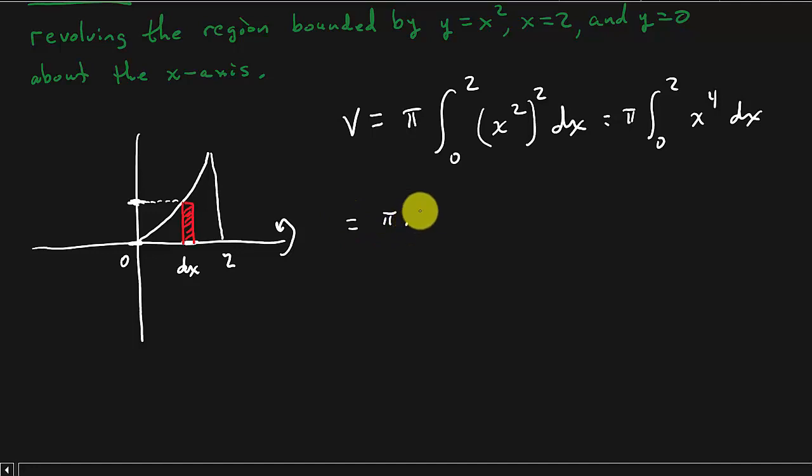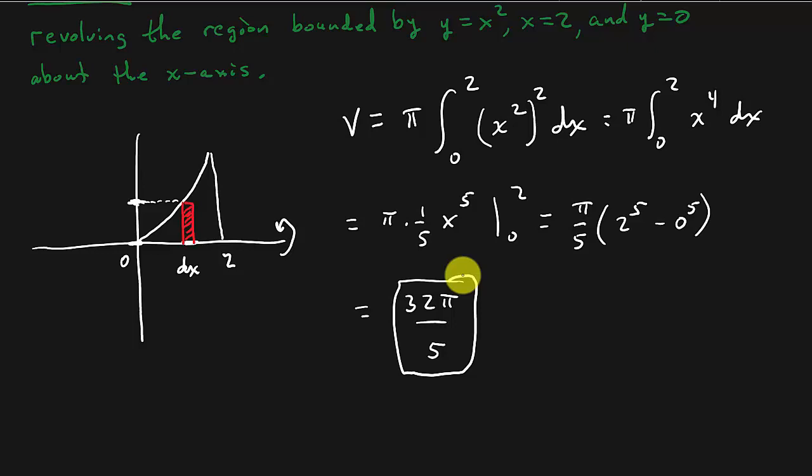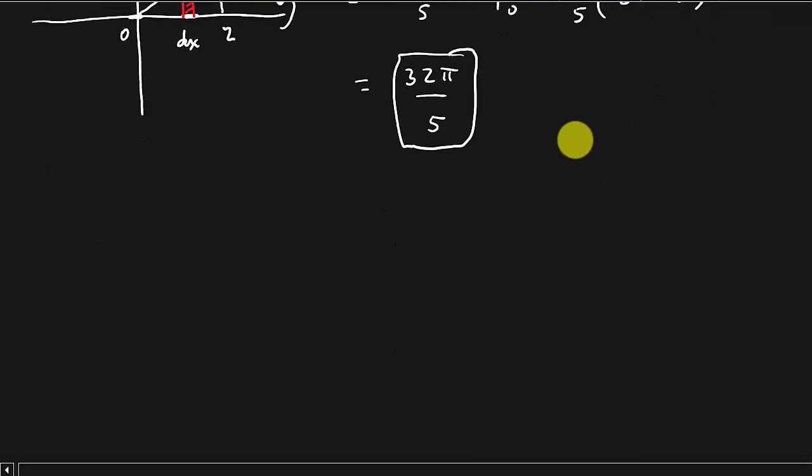So that's going to be pi times 1/5 x to the 5th from 0 to 2. And so that's going to give us pi over 5 times 2 to the 5th minus 0 to the 5th. And that's going to be 32 pi over 5. And there's your answer. So it's not hard to do. You just got to make sure that you draw the thing and just draw half of it. Okay? Let's work some more examples.